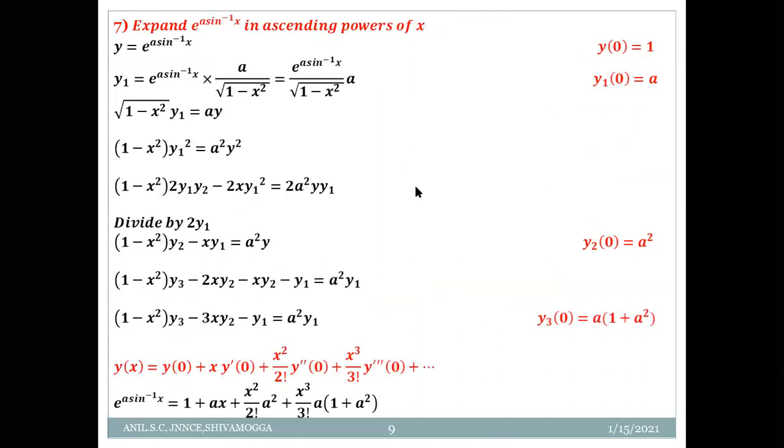Next. Expand e power a into sin inverse x in ascending powers of x. Degree of the expansion is not mentioned. We expand it up to third degree. Okay, expand it up to third or fourth degree. It is actually not mentioned here. Degree of the expansion. We mention up to third degree. That's enough.